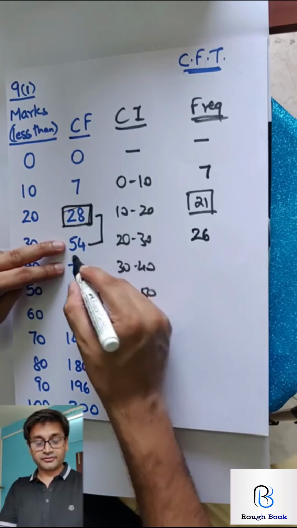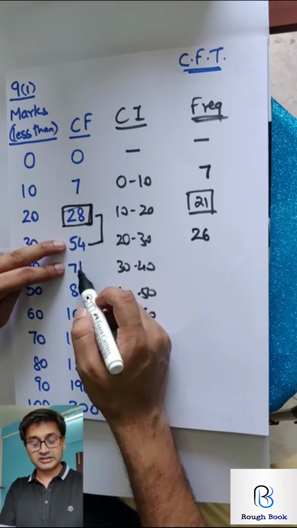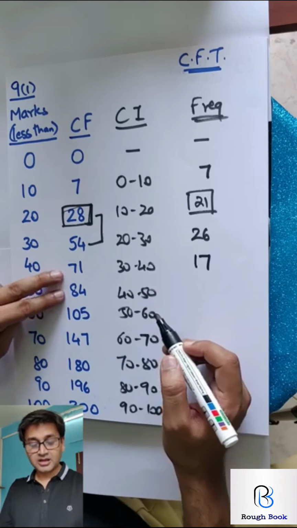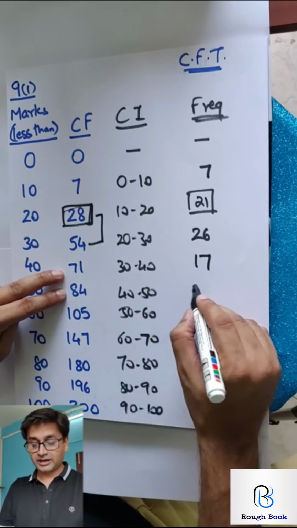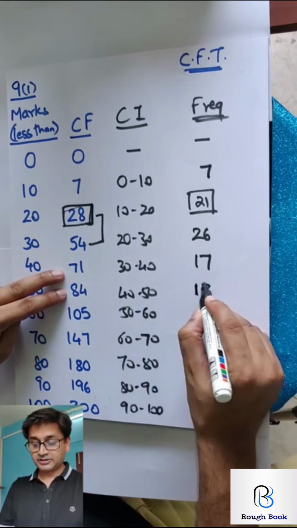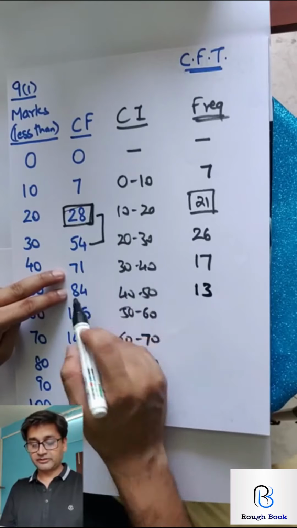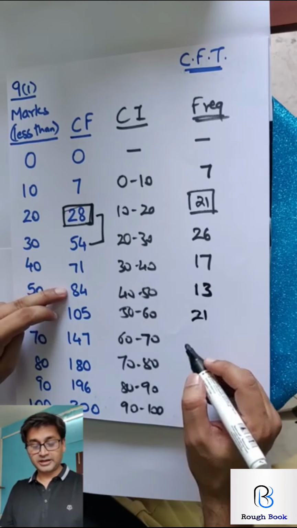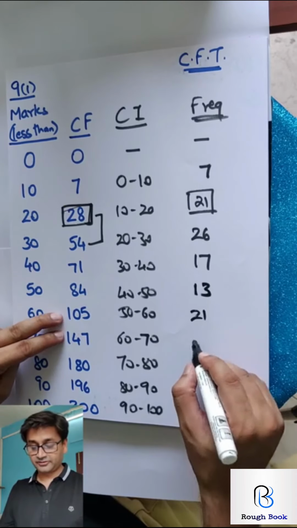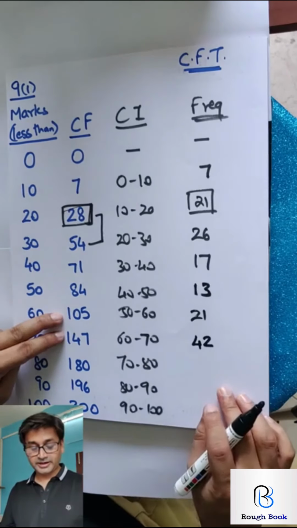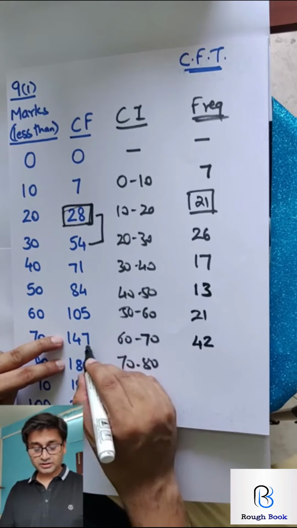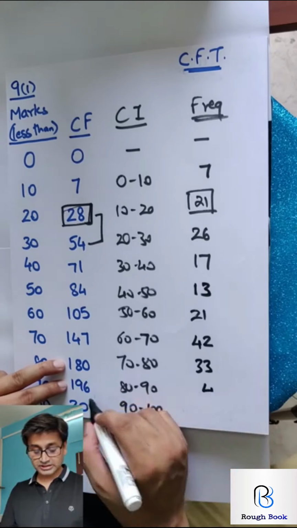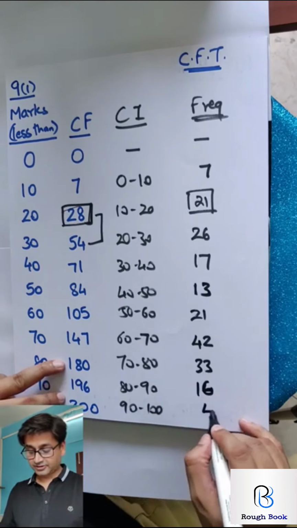What will be the difference here? 54 and 71. So it will be 17. Is it correct? 54 plus 17 is 71. Here what is the difference? So it is going to be 13, correct? 71 plus 13 is 84. Here what is the difference? So 21, correct? 84 plus 21 is 105. Here what is the difference? 42. Am I right? Here the difference is 33. And here the difference is 16. And the last difference is 4.